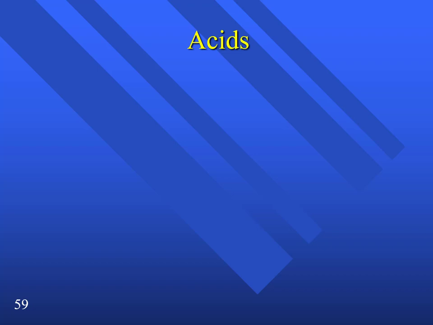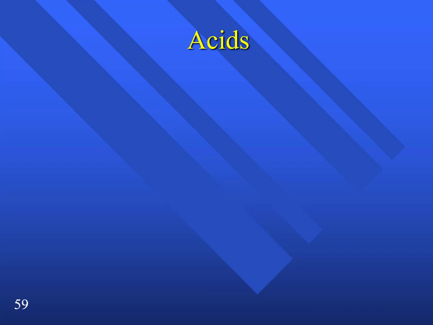One last set of compounds we have to learn to name and write the formula for, and those are acids. What's an acid? I mean, you studied them in biology class. They actually tell you what they were: deoxyribonucleic acid. Well, what's an acid? What makes something an acid?